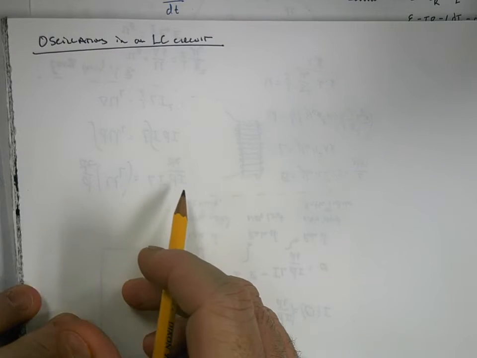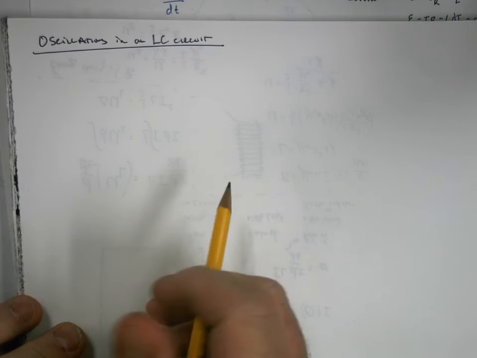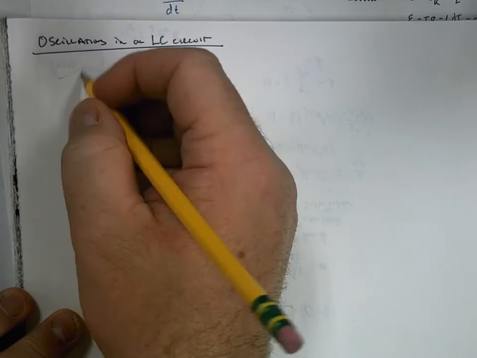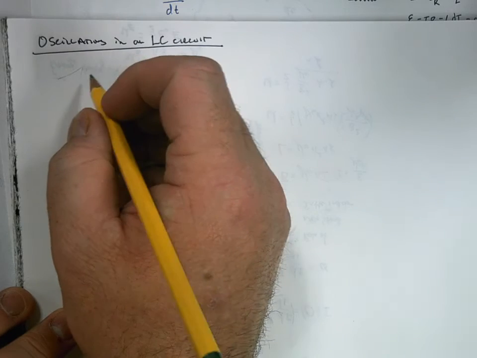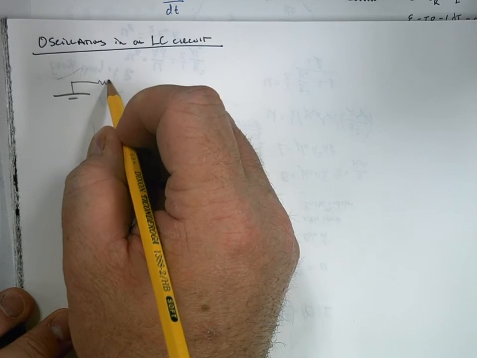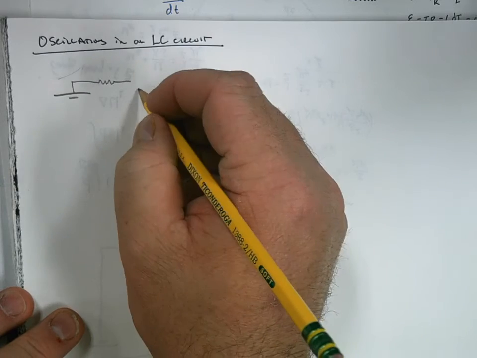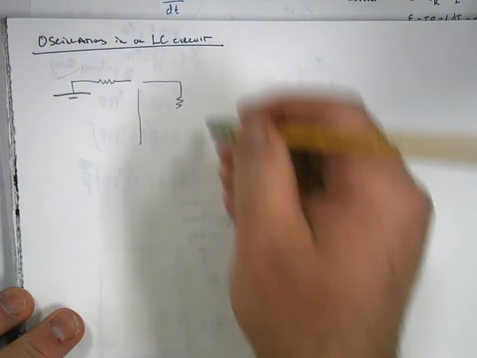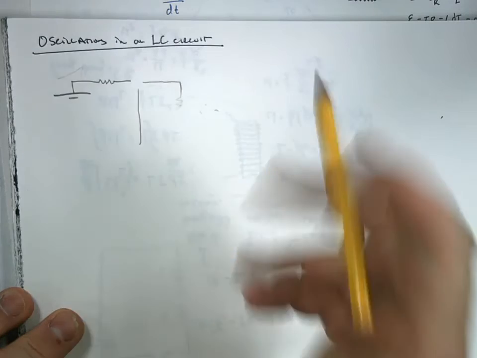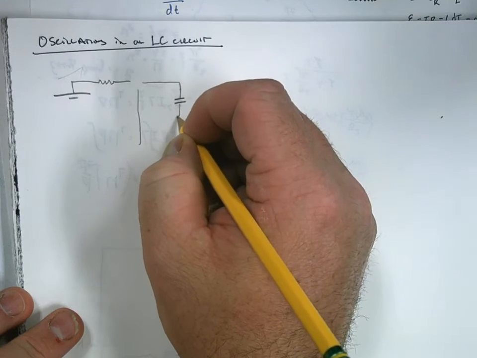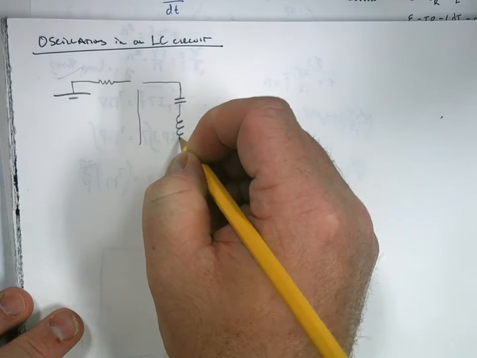All right, now we have oscillations in an LC circuit. Okay, this is actually really cool stuff. So, in my professional and geeky opinion, we're going to draw a special circuit here where we have an EMF, a resistor, no, sorry, I don't want a resistor there. I want a capacitor and an inductor.